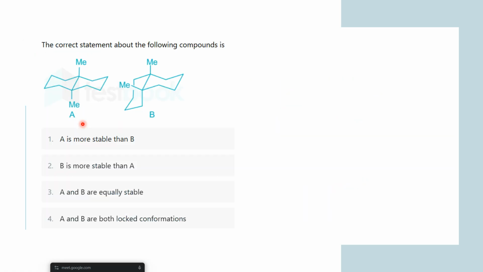Next, let us move to the next question. Here, we are given 2 decalin molecules, okay? And both these 2 decalin molecules are having 2 methyl substituents on the junction carbon atoms. So, you have to choose the correct statement about the following compounds. It asks whether A is more stable or B is more stable or both of these are equally stable. Let us one by one calculate the energies contained by both these 2 structures given, okay?